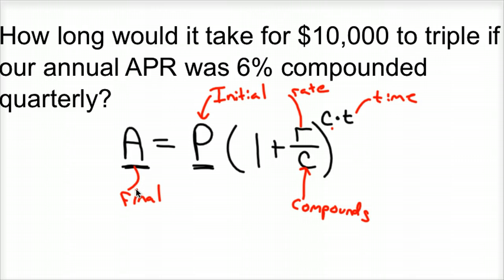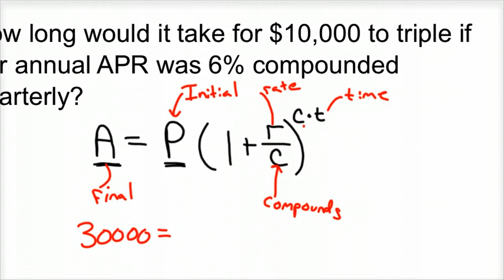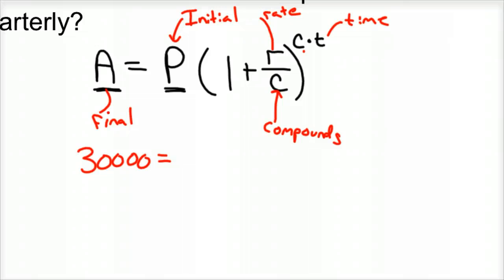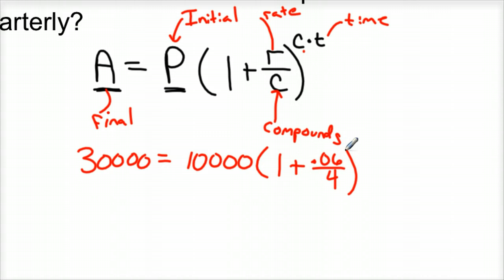Well, you have to ask yourself, what do we want to end up with? We want to end up with it tripling, so we want to end up with $30,000. And we started with $10,000. And it was 1 plus our rate of growth, 6%, divided by 4, because we compounded it quarterly, and then 4 for that compound, but our t is time, and we don't know that. That is what we're trying to solve.